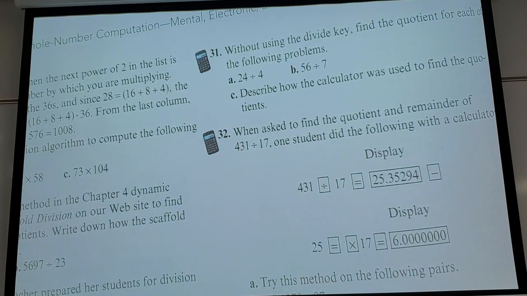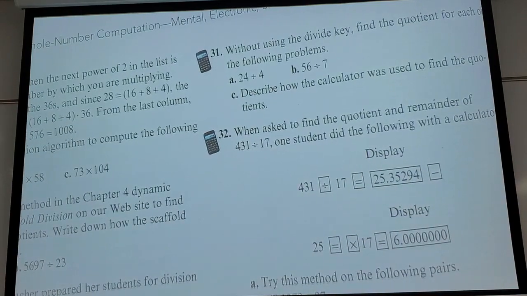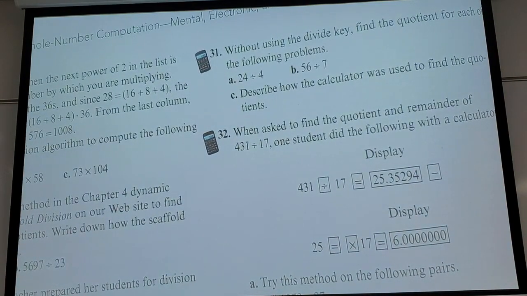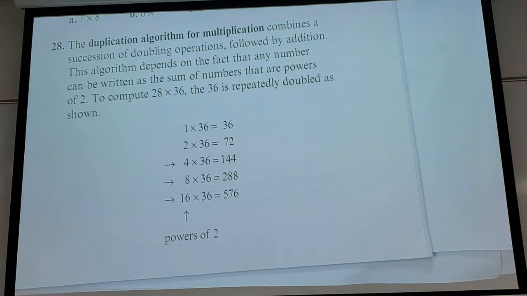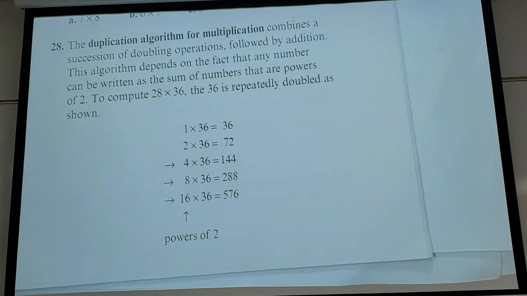Cool? So there's a lot of other ways to kind of rewrite the number you're multiplying by. So if 28, let me go back here. 28 is 16 plus 8 plus 4. All right, let me see. Let me write this down.